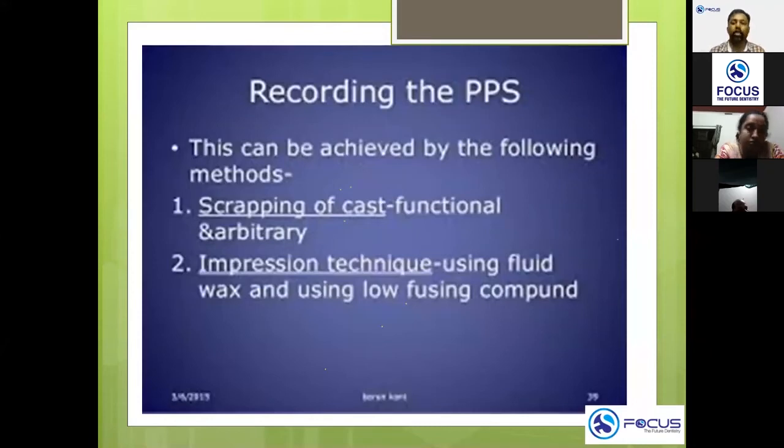For recording the PPS, either you can go for arbitrary scraping of the master cast, which is not done nowadays, or use fluid wax or low fusing impression compound, that is the green stick compound. Okay.